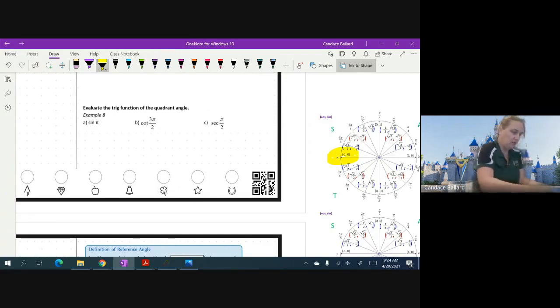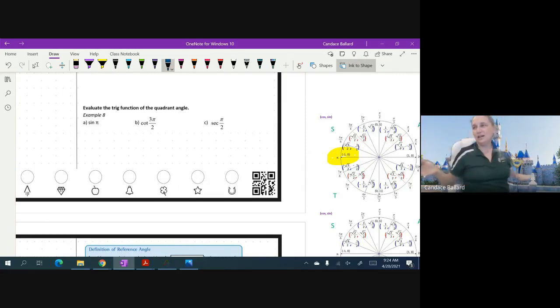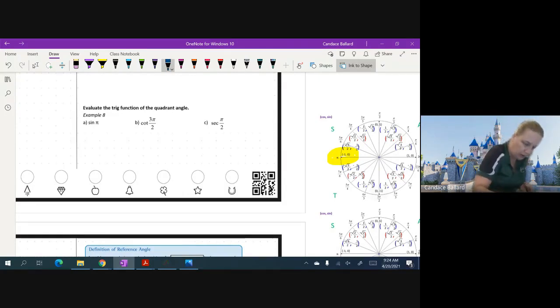Okay, so can you help me out in the chat: is the sine the x coordinate or the y coordinate? Tell me in the chat. Okay, good job. We've got a lot of y coordinates. So all I'm going to do is look for my y coordinate, which just happens to be 0. That's it. It's 0.